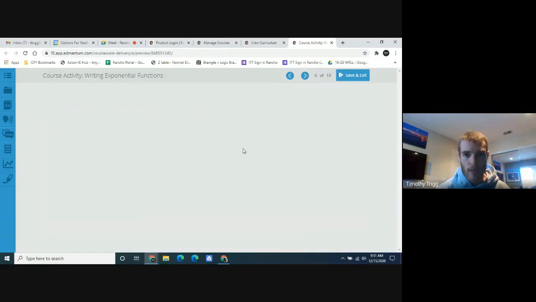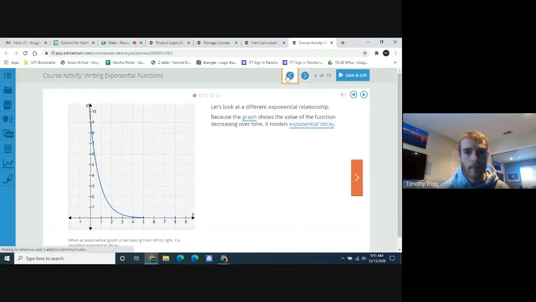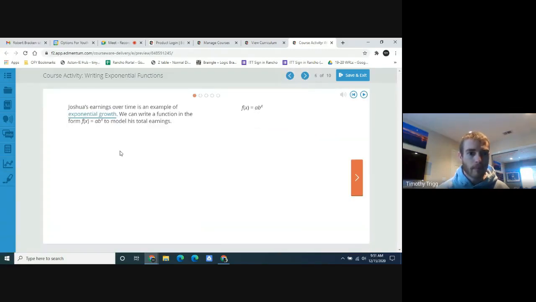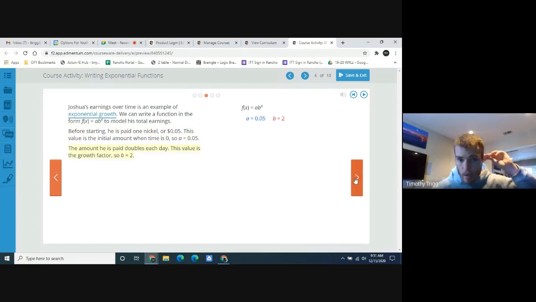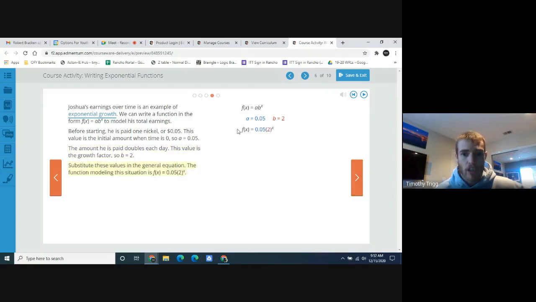And this will make more sense as we go. Okay. So again, we're talking about a. a is the beginning amount. So in Joshua's case, the beginning amount, a, is 5 cents, 0.05. The rate at which it grows is 2 because it doubles each time. And so the function for his growth is this, where x is the number of days.